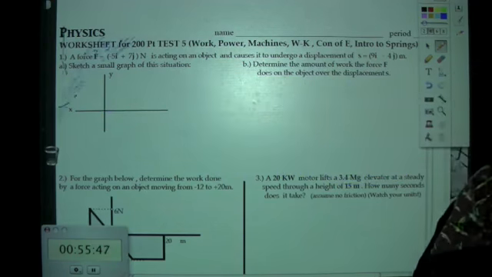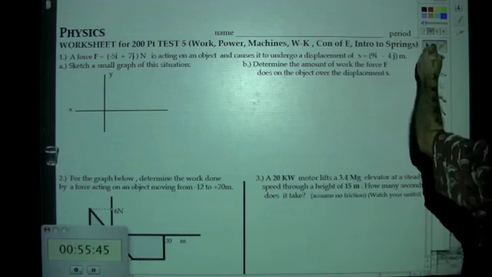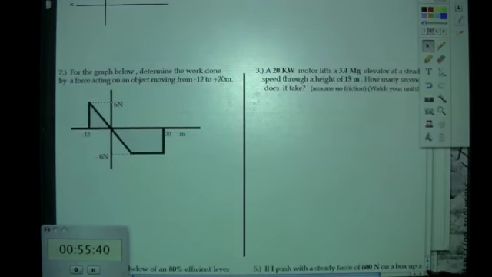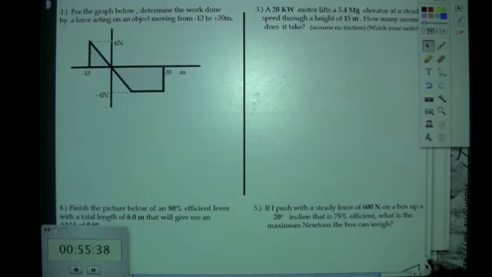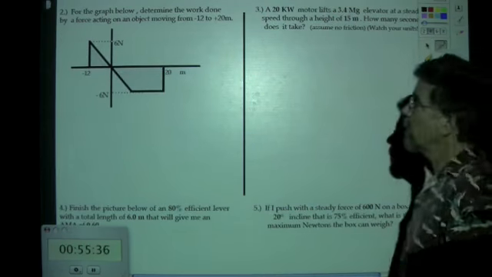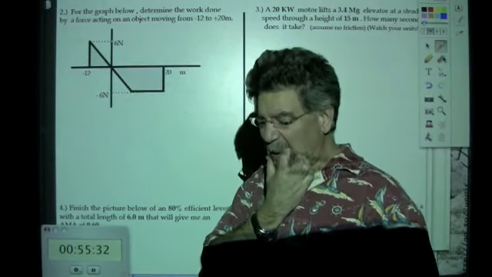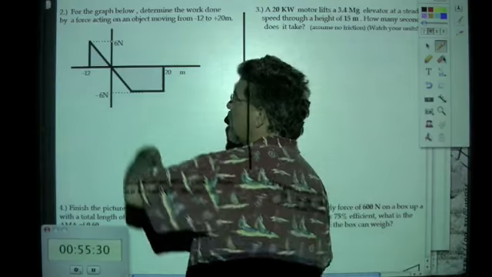Okay, 55 minutes to go. Let's move this down. And, okay, so number 2. Now we're going to do a graph. Your graph on the test will look similar to this. And so it's the area under the curve.